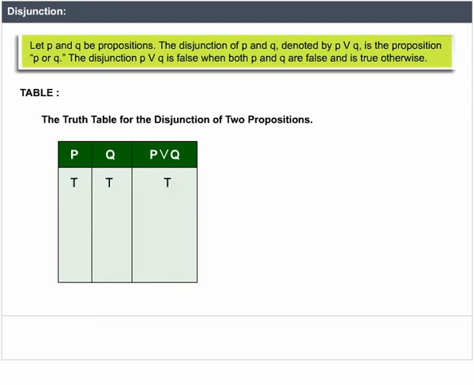P represents T, then Q represents T, then P or Q is T. Second row: P represents T, Q represents F, then P or Q is T. Third row: P represents F, Q represents T, then P or Q is T. Fourth row: P represents F, Q represents F, then P or Q is F.